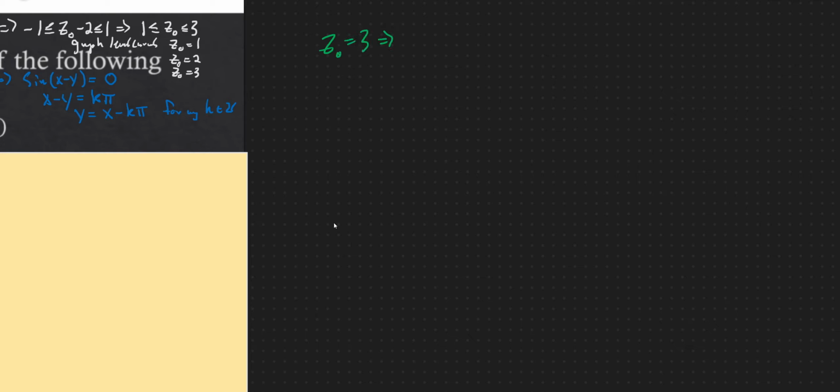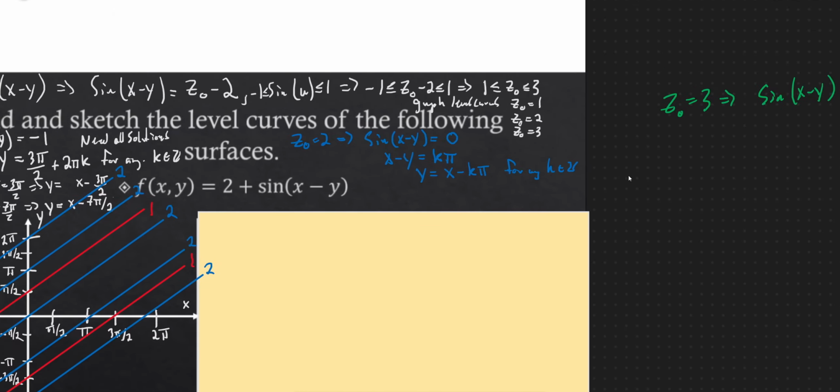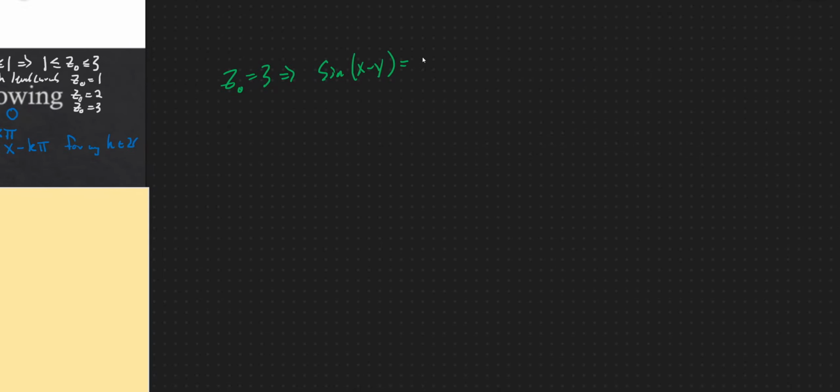So this gives me sine of x minus y equal to z naught minus 2, so yeah, that's positive 1. I ask myself, when is sine of something equal to 1? That happens at pi over 2, or I could add 2 pi to that or subtract 2 pi. I get x minus y equal pi over 2 plus some multiple of 2 pi, so 2 pi times k for any k.